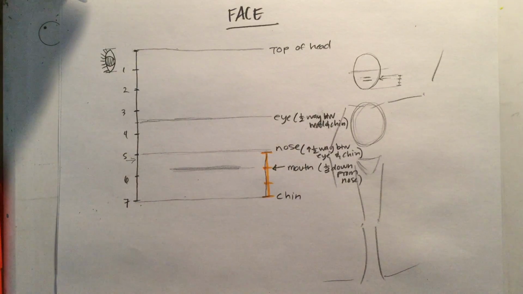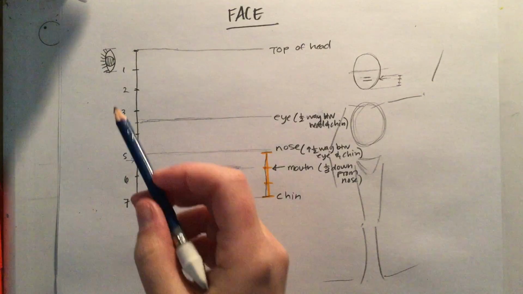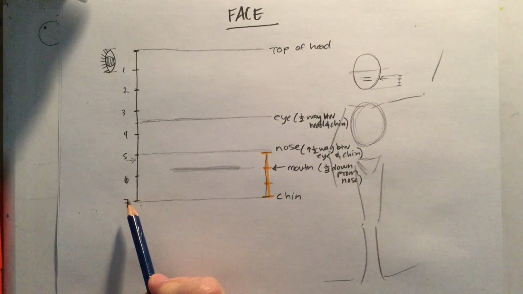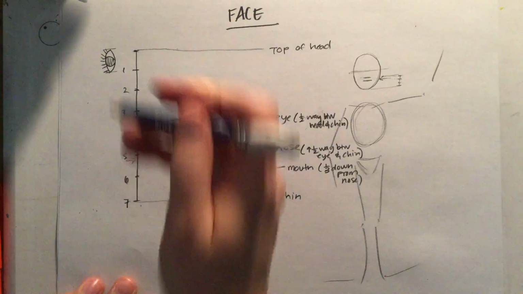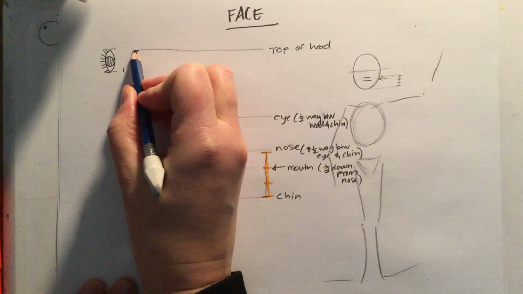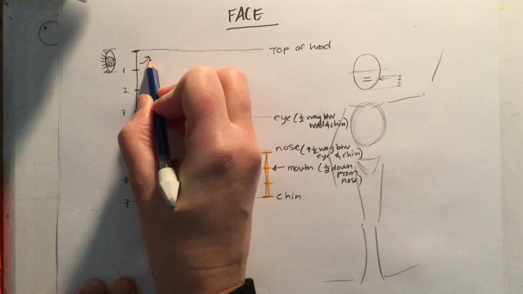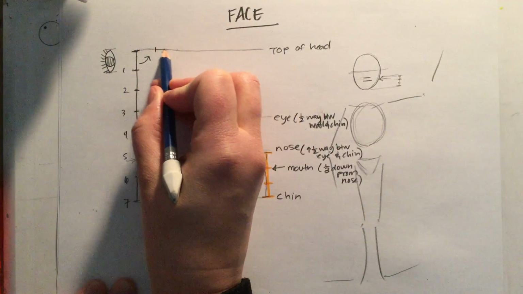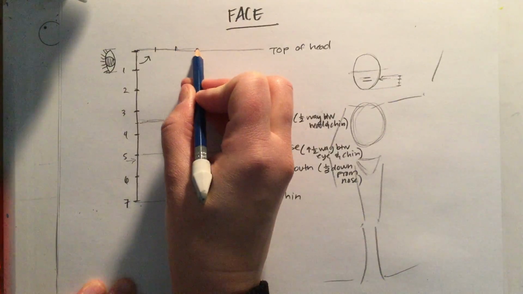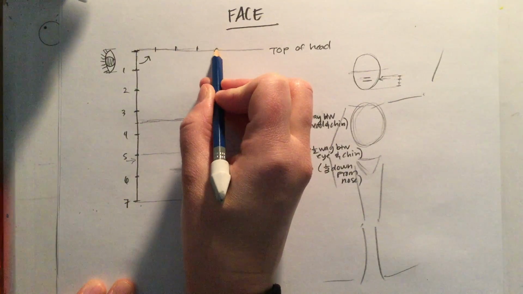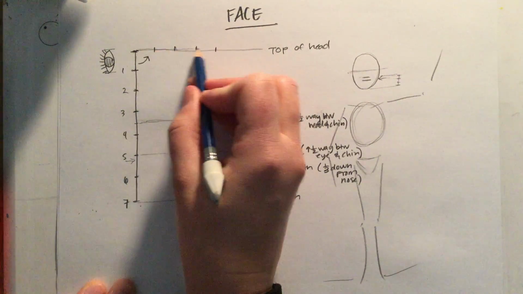Okay, and then we're going to find how wide the face is. So we're using eyes. The head is 7 eyes long and it's 5 eyes wide. So we're going to take this increment up here at the top and we're going to swing it up, make sure it's the same length, otherwise your head is going to be either stretched long or stretched wide. And you're doing 5. 1, 2, 3, 4, 5.